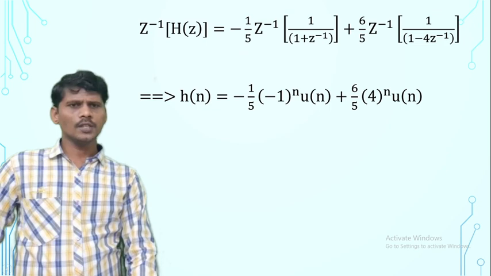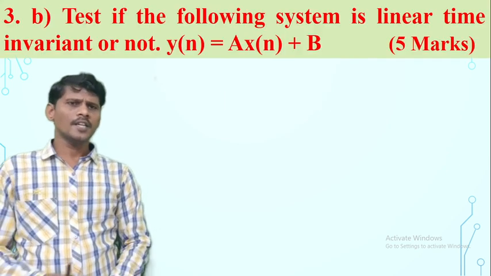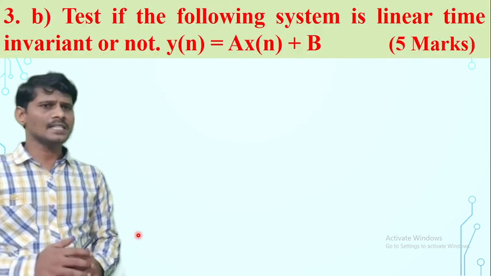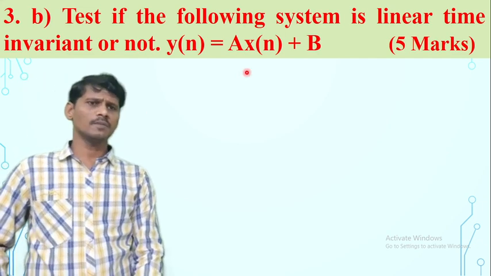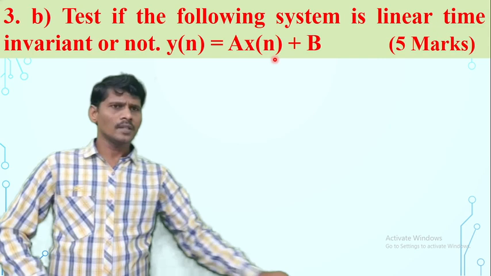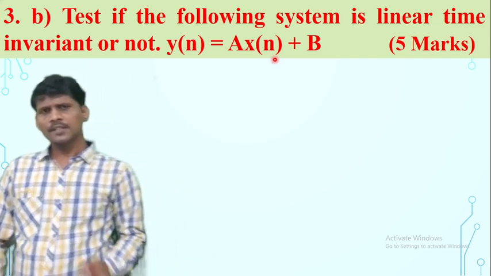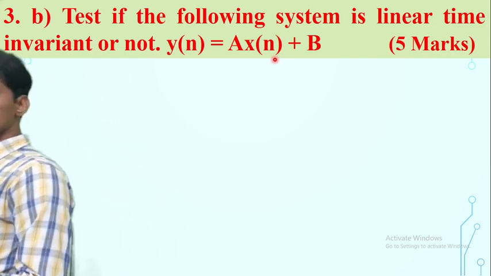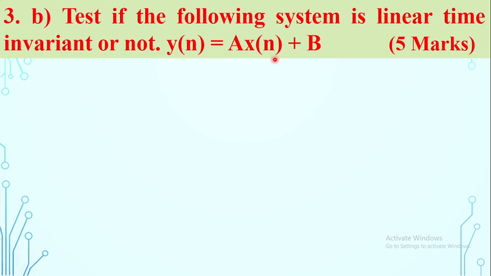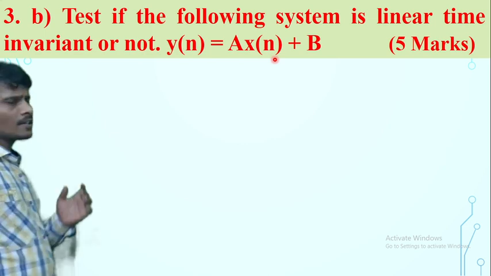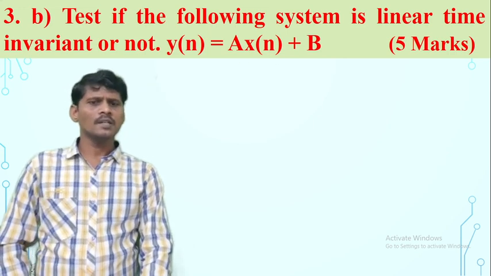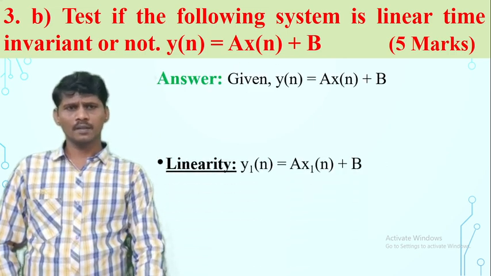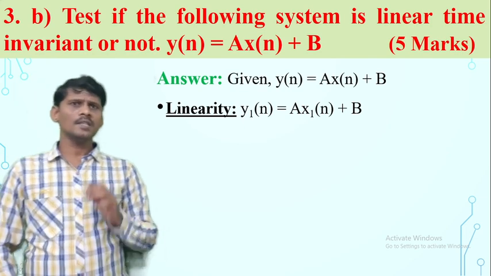Next, question number 3b. Test if the following system is linear time invariant or not. And the given difference equation is y of n is equal to a x of n plus b. Test whether this difference equation is a linear time invariant system or linear time variant system. So first check whether the given system is linear or not. How? What is the statement of linearity?